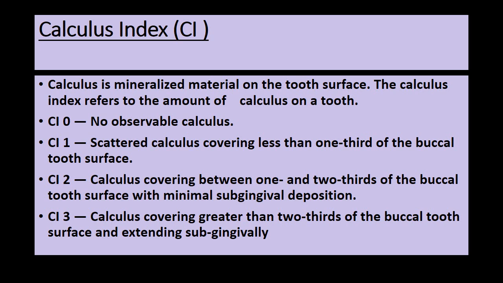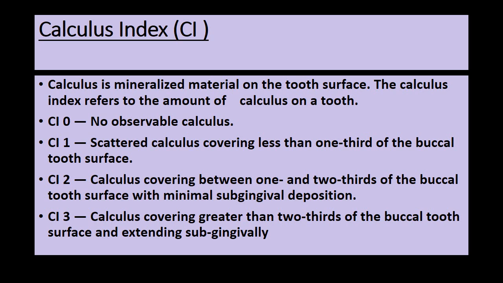Calculus index. Calculus is mineralized dental plaque. Calculus index refers to the amount of calculus present on the tooth surface. There are 3 scores of calculus index. 0 if no calculus is observed.